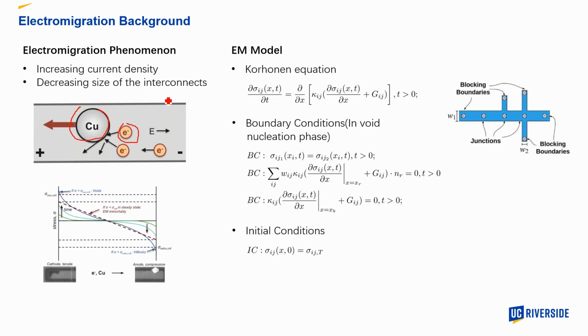The EM-induced stress along the metal wire increases as time passes by. When the stress reaches the critical level, a void nucleation appears, which leads to reliability problems. There are many models proposed to describe electromigration, and the Korhonen equation, which is a physics-based model, is widely accepted.